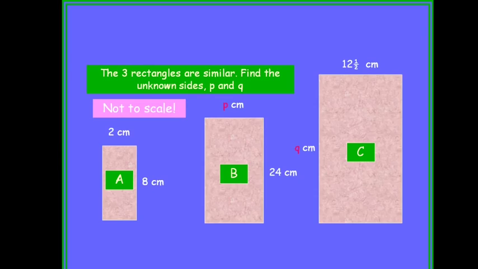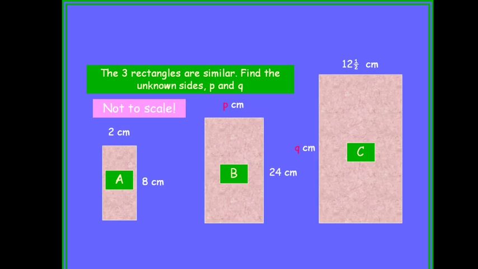Three rectangles are similar. Find the unknown sides P and Q. So figures are not to scale. In rectangle A, its breadth is 2 centimeter, length is 8 centimeter. In rectangle B, length is P, breadth is 24. In rectangle C, length is Q, breadth is 12 and a half.